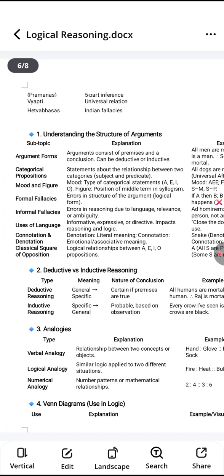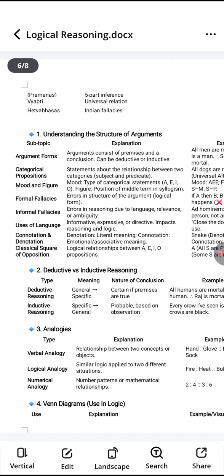Okay, so let's understand these topics one by one. First we have understanding the structure of argument, in which these are the subtopics that we covered in today's class. First we have argument form, second we have categorical preposition, mood and figure, formal fallacies, informal fallacies, uses of language, connotation and denotation, classical square of opposition.